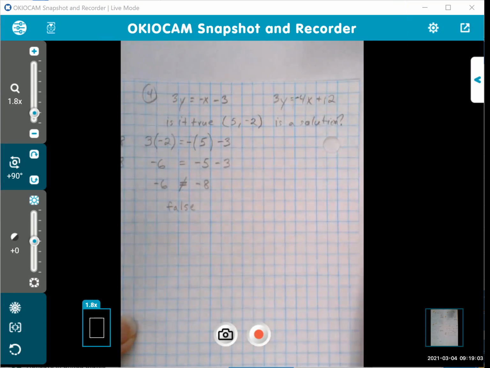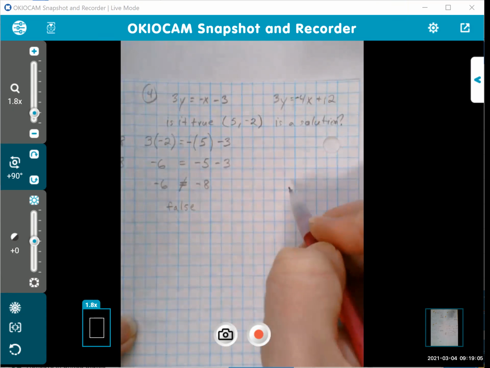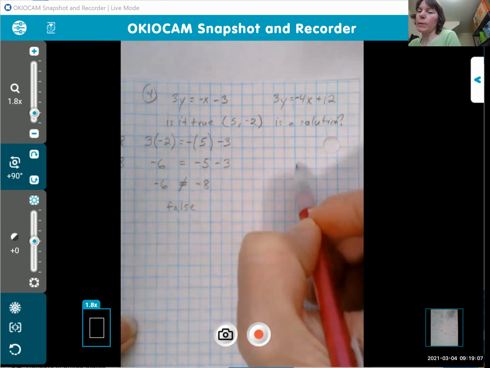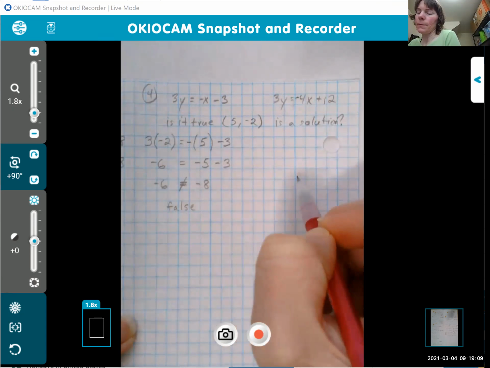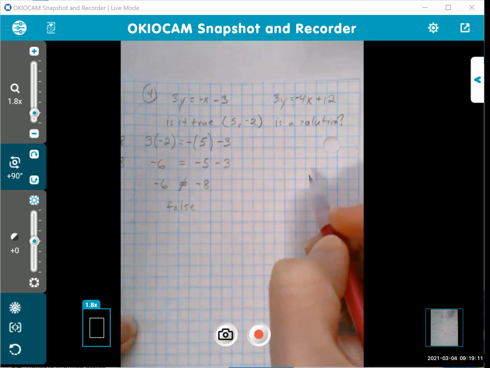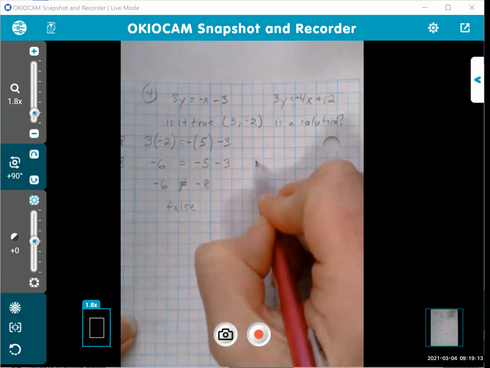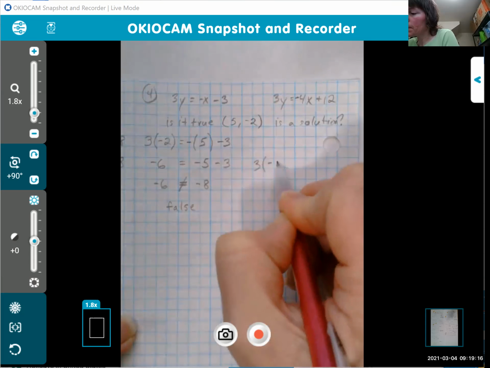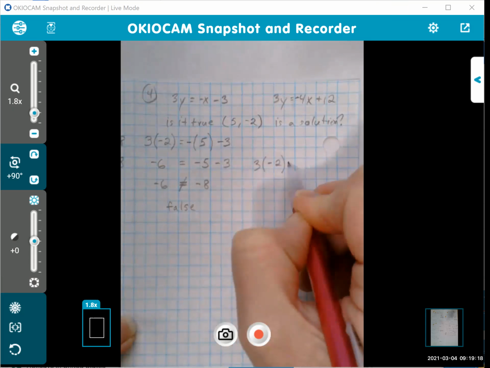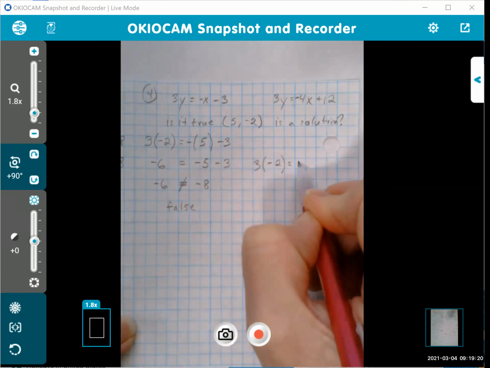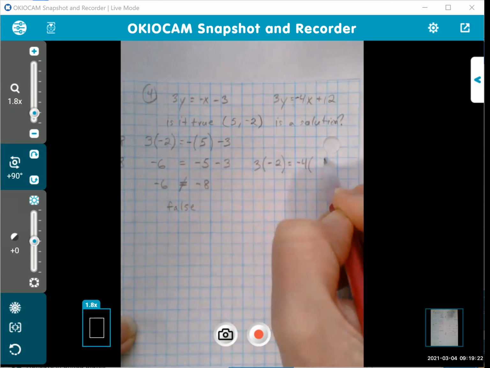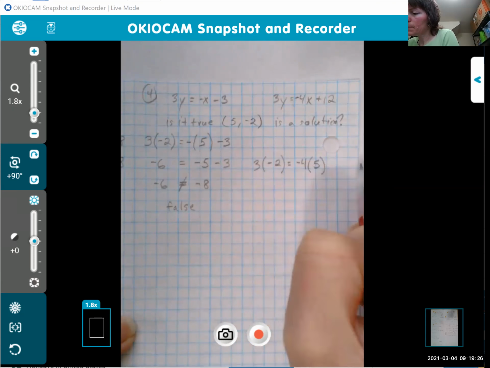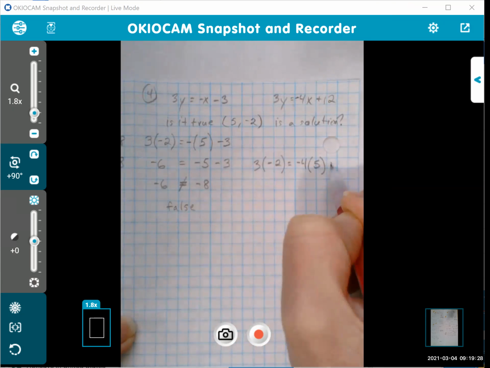Okay. So what do I write next? How do I do my solution for the other one? 3, then parentheses -2. Okay. Then equals -4 parentheses 5. Good. And then plus 12. Okay.